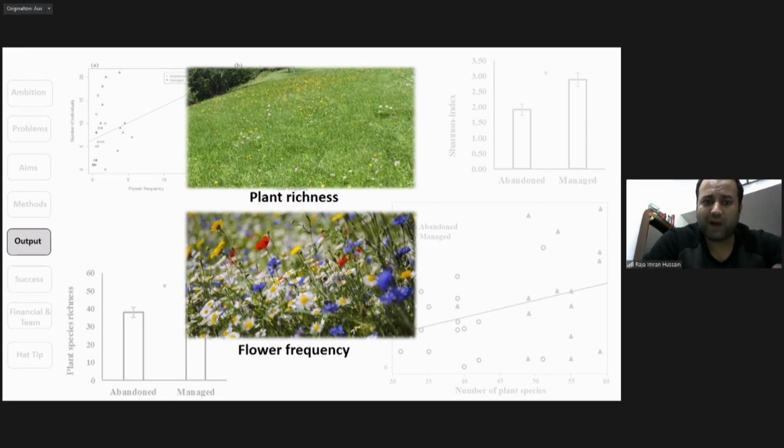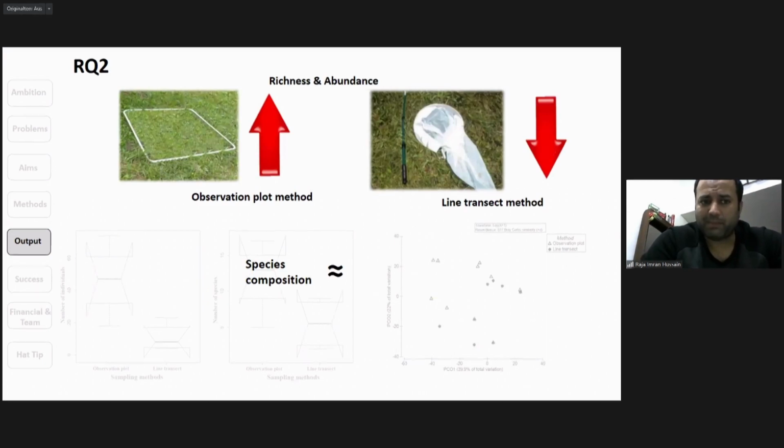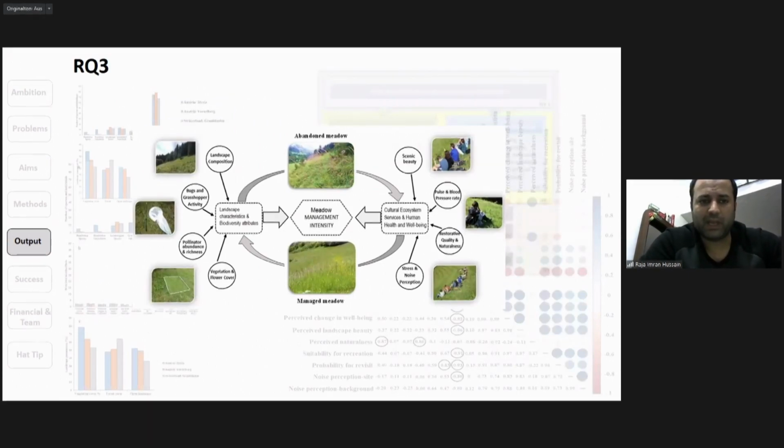However, the flowers should be accessible to all insects, like there should be open nectar flowers, not closed ones. Concerning the methods I used, the observation plot method and line transect method, which are more common, I found high diversity with the observation plot method compared to the line transect method. However, the composition between these two methods was similar. These were the more common methods used for insect sampling, especially pollinators.